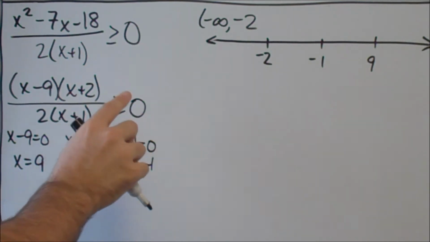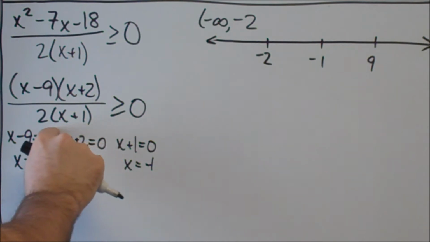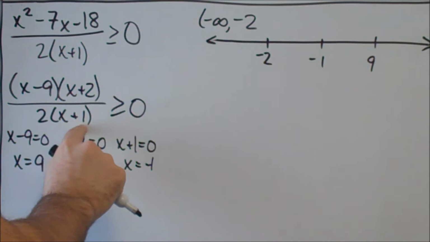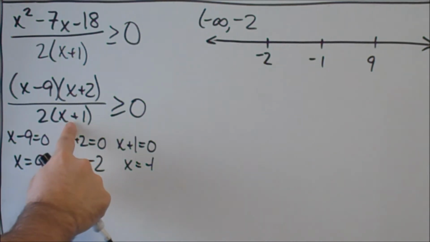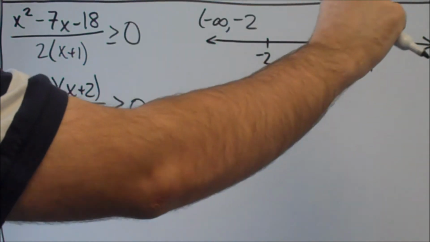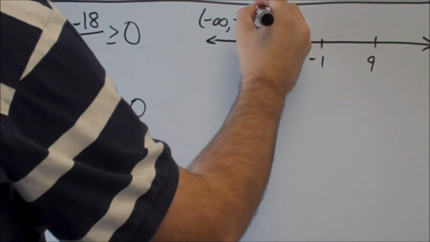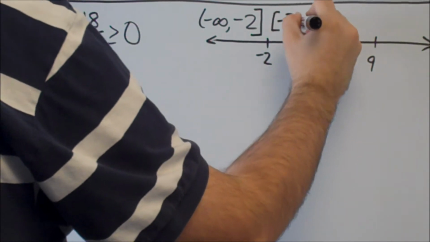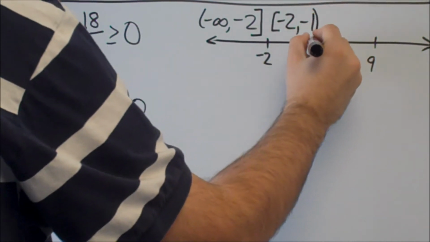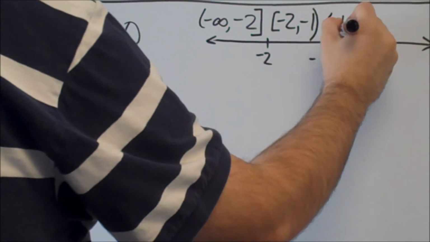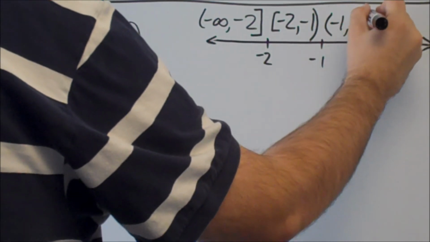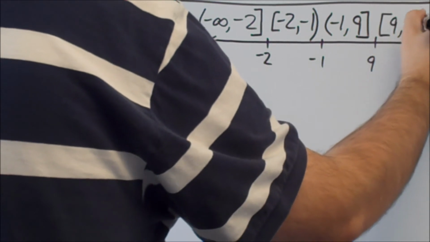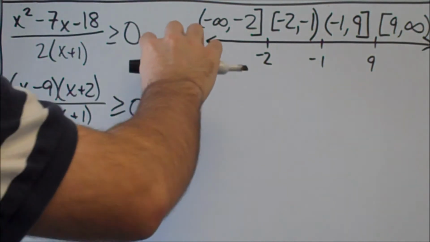But one thing to worry about with fractions is that you can never include values that make the denominator 0. So we can't include negative 1 in our intervals. Everything's going to have brackets except the negative 1. So we put a bracket around negative 2. Once we get to negative 1, it's a parenthesis, to 9. 9 gets the bracket, and then bracket 9 to infinity. Okay, so we've written all the intervals up here.